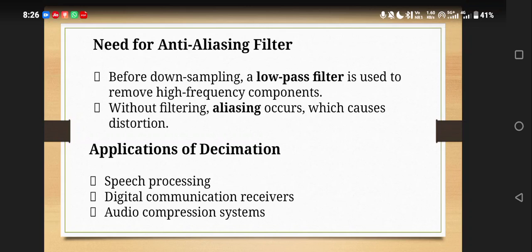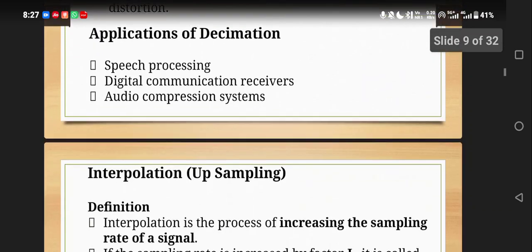Need for anti-aliasing filter. Before downsampling, a low-pass filter is used to remove the high-frequency components. Without filtering, aliasing occurs, which causes distortion. What are the applications of decimation? Decimation is applied in speech processing, digital communication receivers, and audio compression systems.